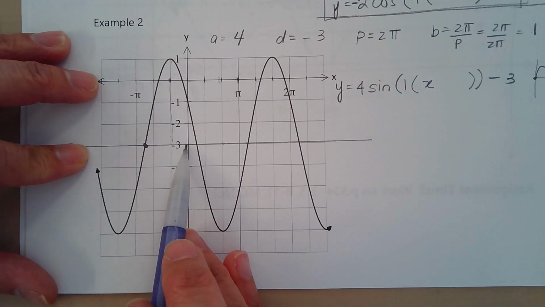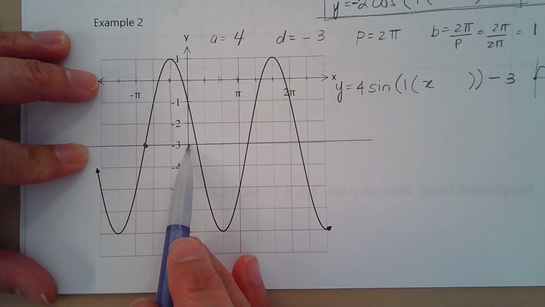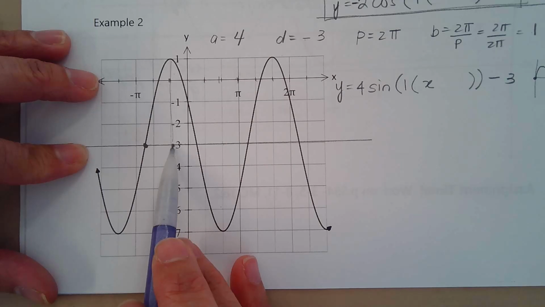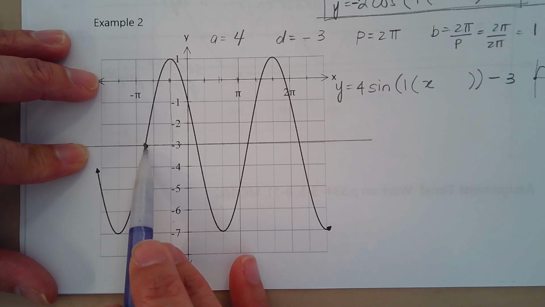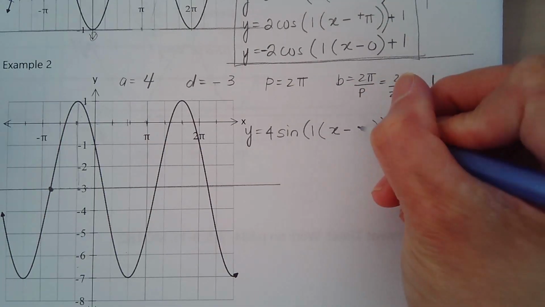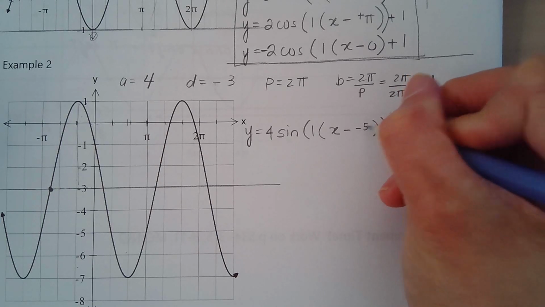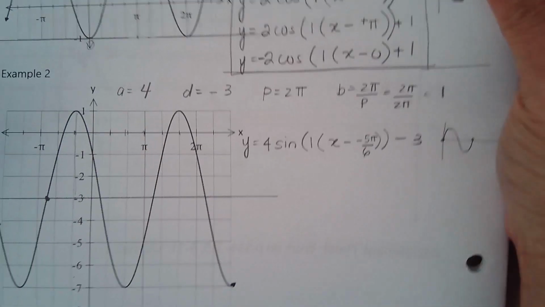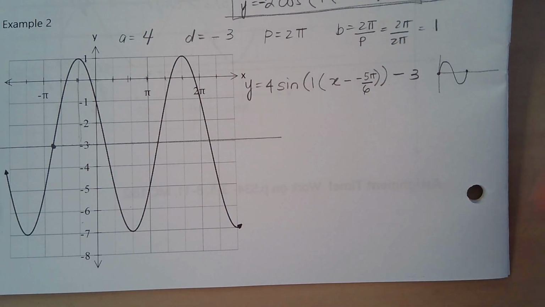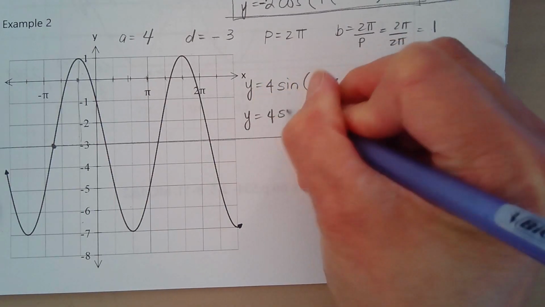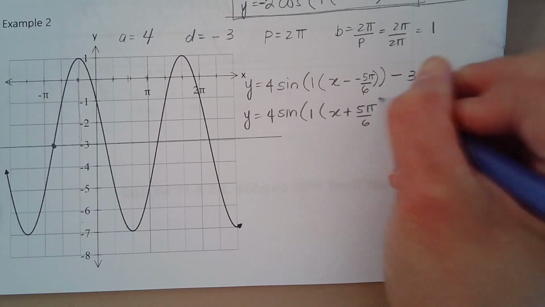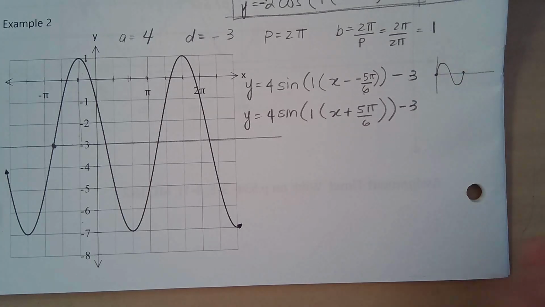What do we know so far? These are thirds. So half would be 6, right? So 1 sixth, 2 sixths, 3 sixths, 4 sixths, 5 sixths. So negative 5 sixths. So minus negative 5 pi by 6. And of course we can clean that up, right? Because we can just say that becomes x plus, so 4 sine 1 times x plus 5 pi by 6, minus 3.